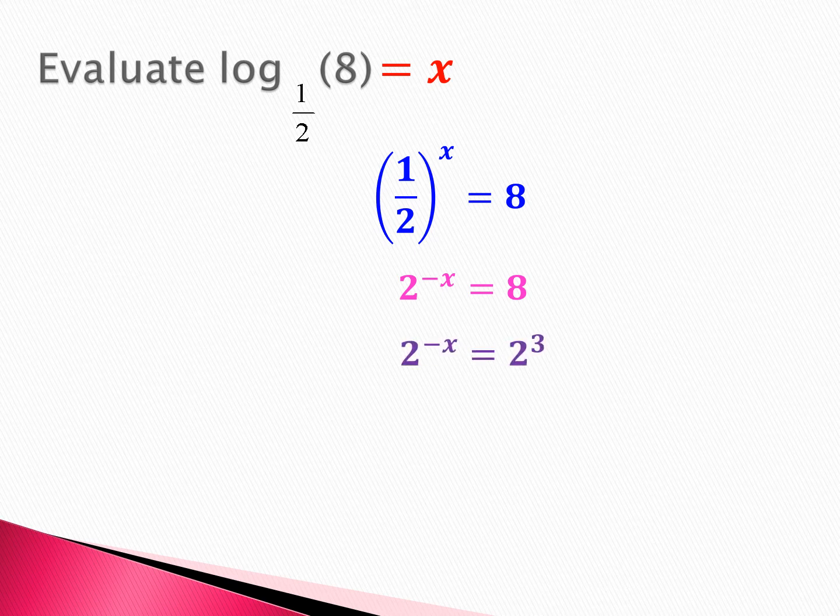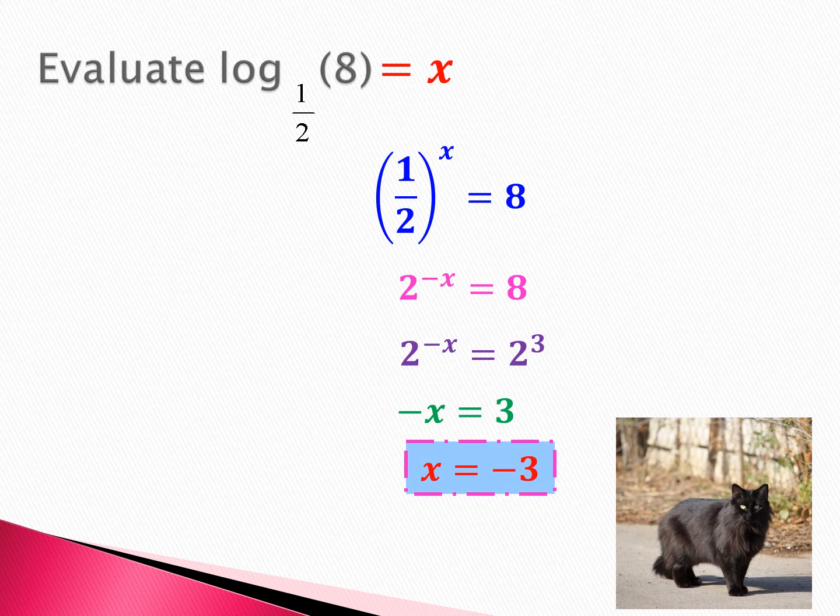And 8 is 2 to the third. Now, you're probably wondering, oh my gosh, do I have to show that step in pink? No, you don't. If you realize that, you could go from the blue to that purplish color. You could go from 1/2 to the x power equals 8 to being 2 to the negative x equals 2 to the third. I just showed every step along the way. Okay, now that the bases equal the bases, then that means the exponent has to equal the exponent. So that becomes negative x equals 3. Well, we have to solve for x. So we divide by negative 1, and I get x is negative 3.